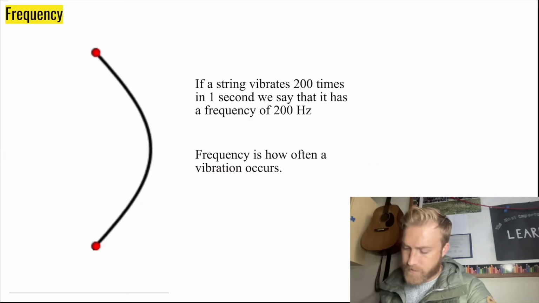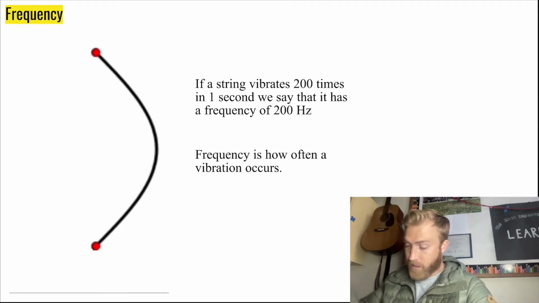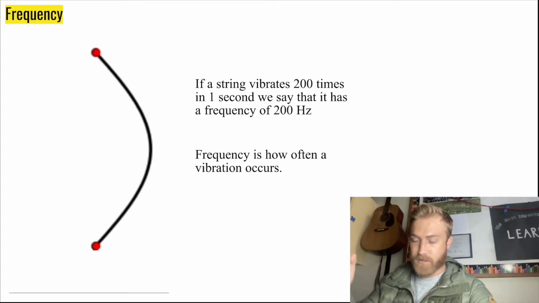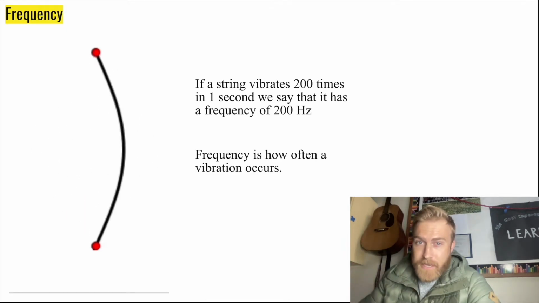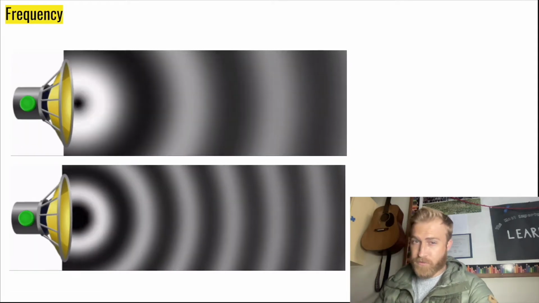Last one, frequency. Well, what is frequency? If a string vibrates 200 times in 1 second, we say that it has a frequency of 200 hertz. Those are the units, don't forget it. Frequency is how often a vibration occurs. So let's look at two frequencies.